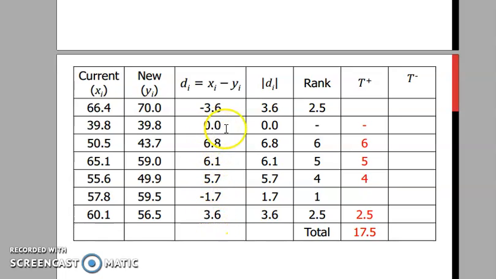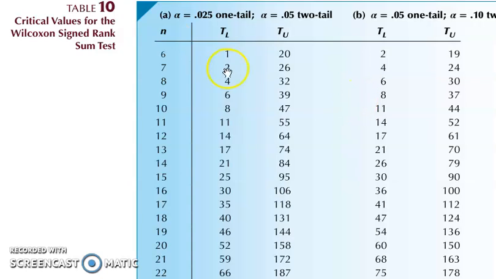So 7 minus 1 observation with difference 0 is left with 6 observations that have difference not equal to 0. From table 10, critical values for the Wilcoxon signed rank sum test, alpha 0.05 and a one-tailed test, referring to n equals 6, the TL is 2 and the TU is 19. So this is the critical value.